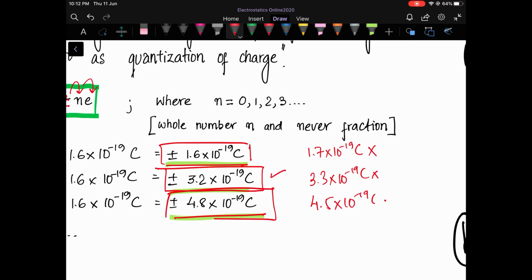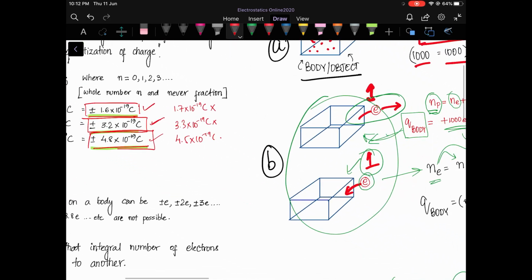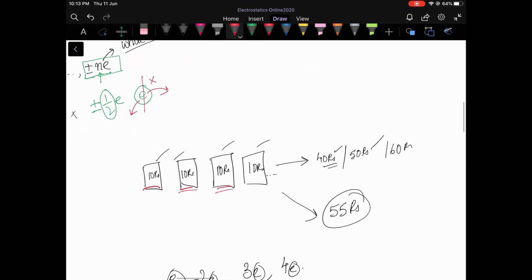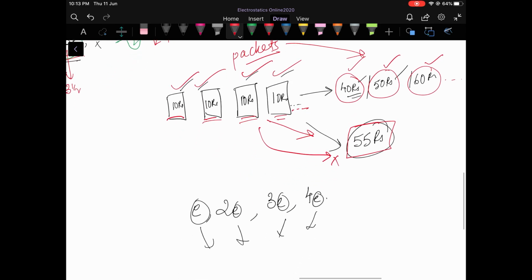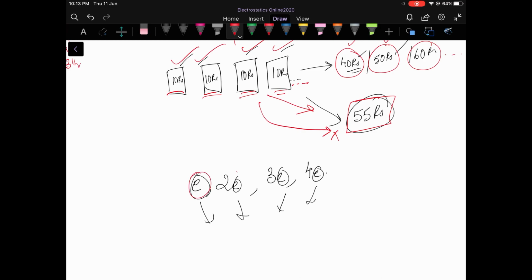So a body is very much restricted in its values of charge, and they can only be multiples of e, 1.6. An analogy to this is that if you have 10 rupee notes with you, the total may be 40, the total may be 50, which is also possible, the total may be 60, 70 and so on. But we can never expect you to have a total of 55. You can simply consider these as packets, and this is the total number of packets you may have. The same thing happens with charges also. You may have a charge of e, which is 1.6, or 2e, where e represents your individual packet. You can have 3e, 4e, but no chance of having 1.1e, 2.2e, 3.3e.